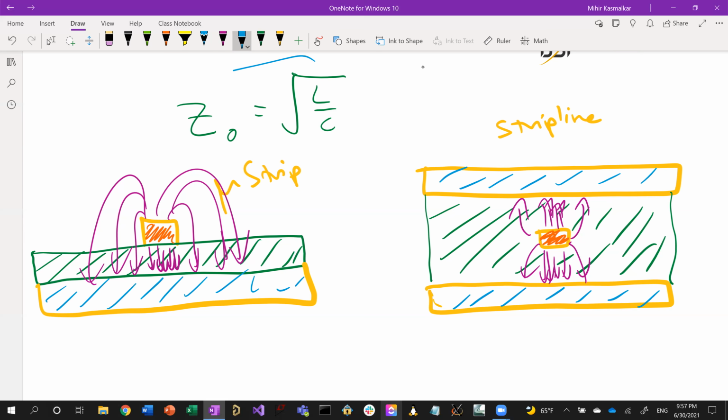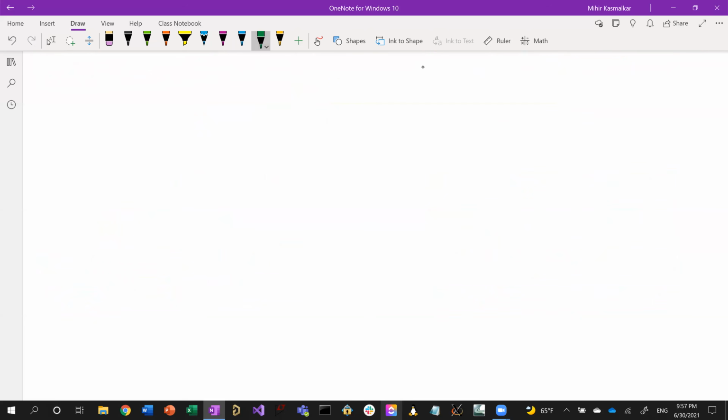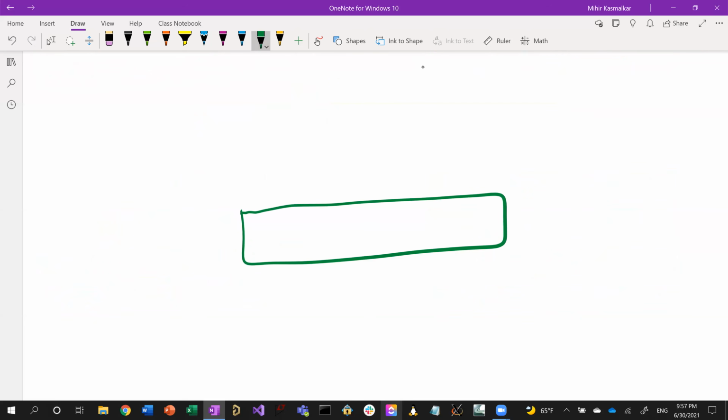So going back to this equation, what dials can you turn? Well, let's see if we can increase the capacitance. That would decrease Z naught. So how do you increase capacitance? Well, I'll just redraw it. Let's look at microstrip, because it's the same for microstrip and strip line actually.